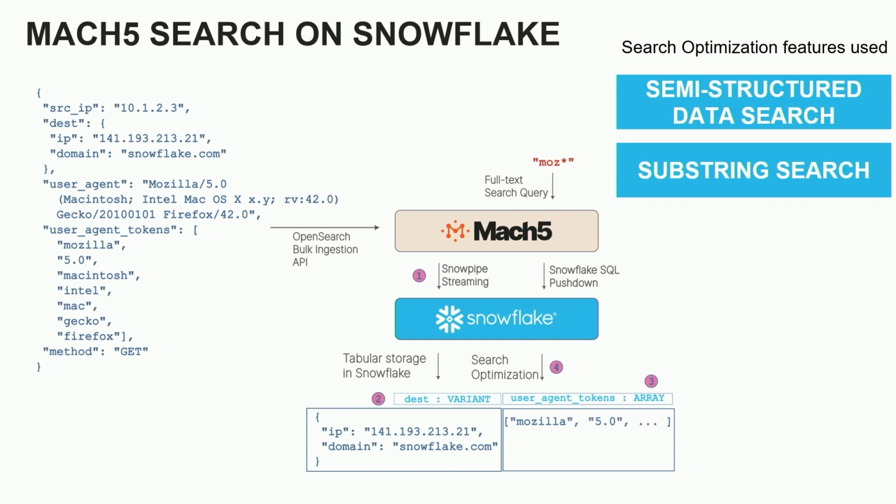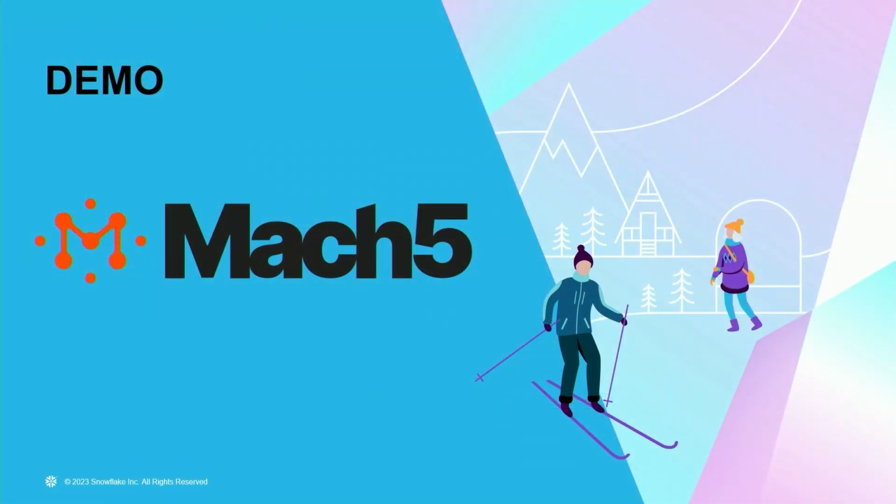And similarly, when a query comes in, which says, for example, anything that begins with Moz, we turn that into SQL against these columns and use the search optimization capabilities. But from a usage standpoint, the user doesn't have to worry about search optimization. They don't have to worry about configuring things. Mark V does that automatically for you, and we support all the capabilities that Elastic offers. So with that, let me quickly jump into a demo.